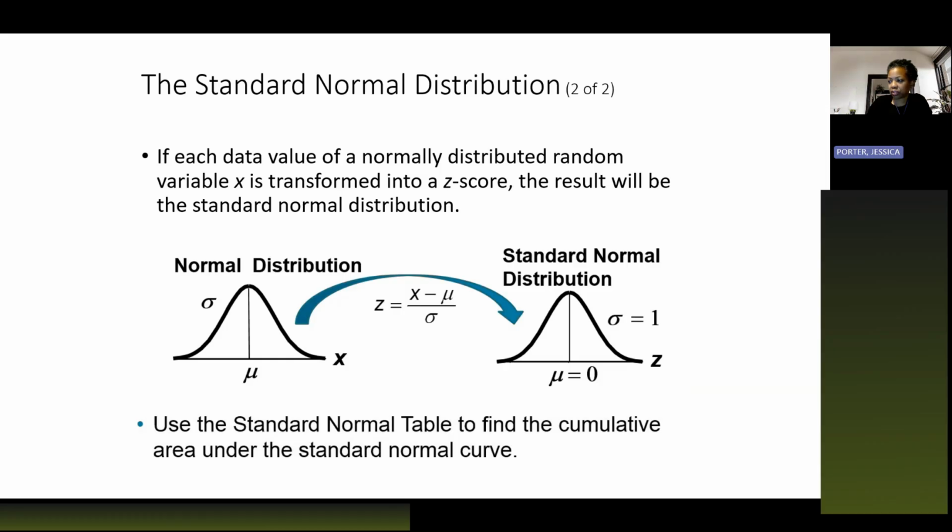Let's look here. This is just a graphic of what I just said. So let's say you have a mean mu, it may not be 0, but when we transform to a z-score, we're moving that mean back to 0. And then we can use what's called the standard normal table to find the cumulative area under the standard normal curve.